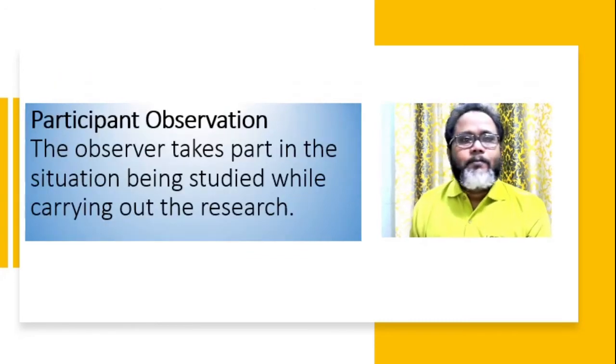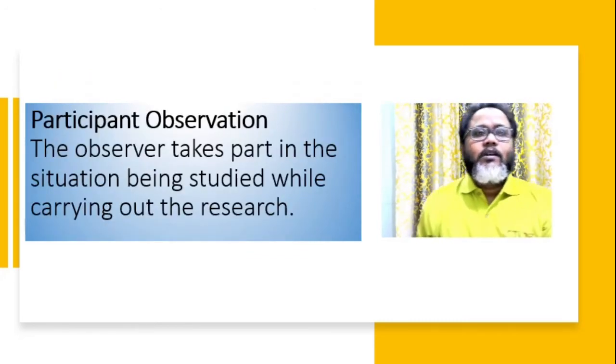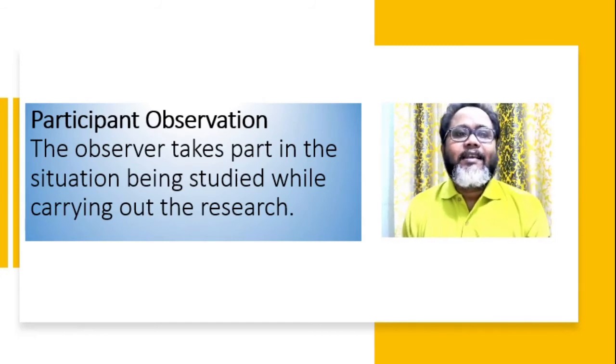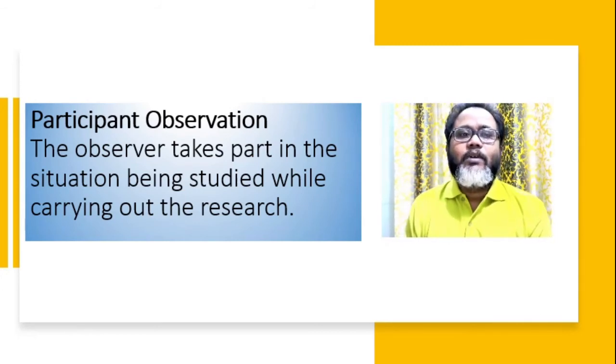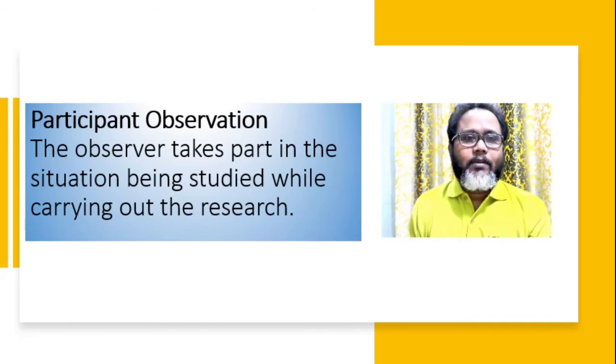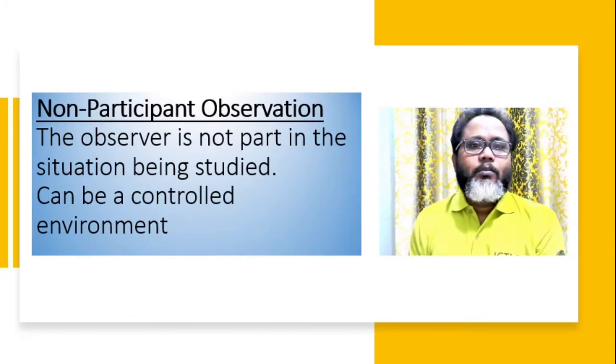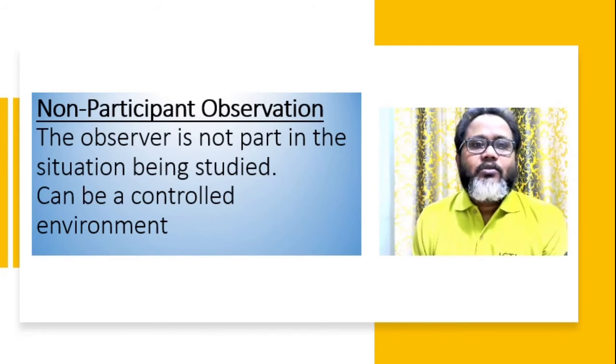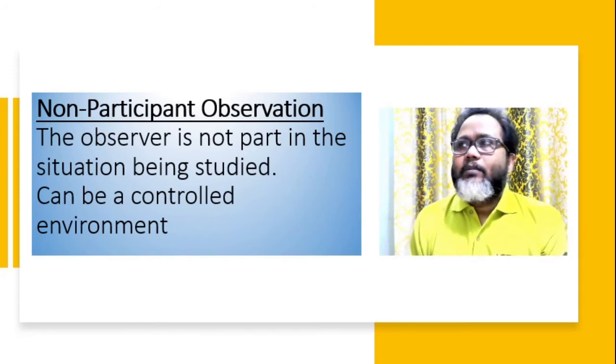So the next one is participant observation. The observer himself is taking part in the situation being studied while carrying out the research. In non-participant observation, the observer is not part of the situation being studied, so he is not a part of it. It can be a control environment.